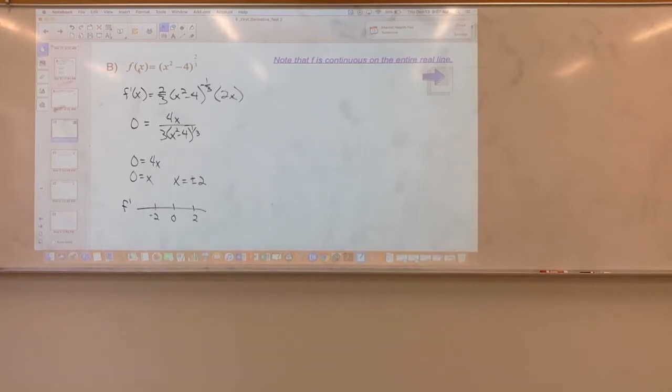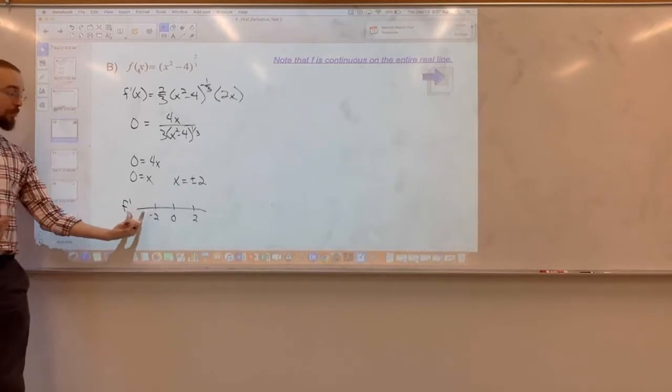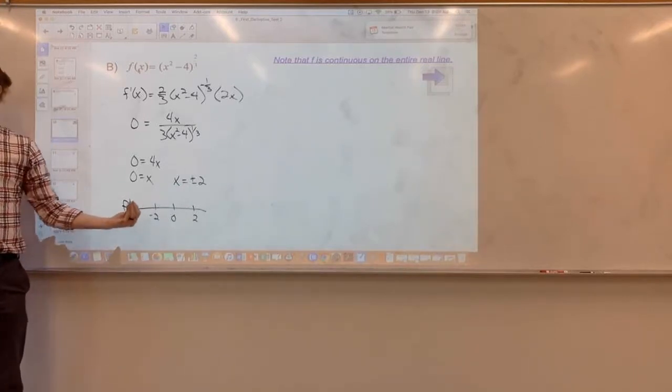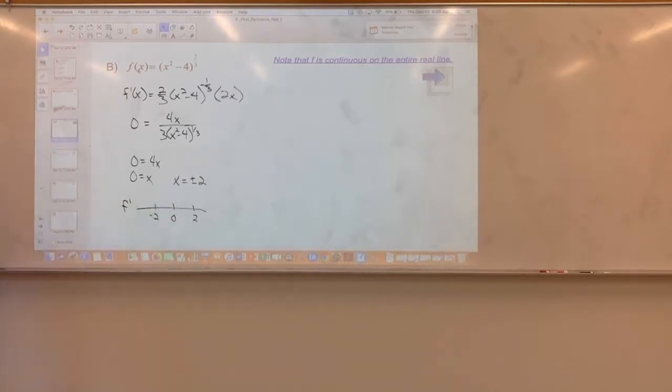What value did you plug in? -2 should be, because that's what we found one of our critical points to be. We want to plug in a value that's on the interval. So we would plug in a value less than -2 and a value in between -2 and 0.